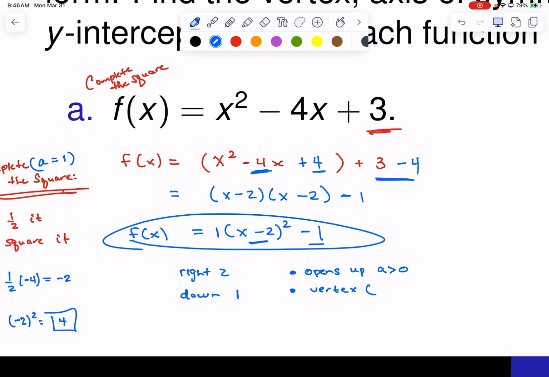All right. This goes right 2 down. Duke is the bomb. I know. Houston, go Houston. 2, negative 1. 2, negative 1.